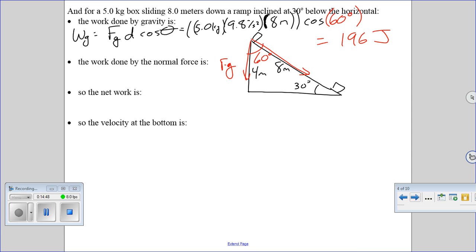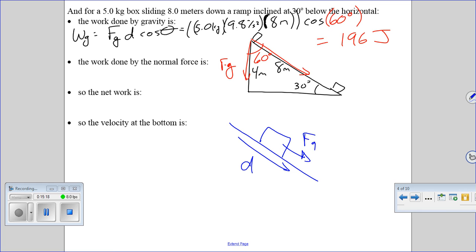Remember, what I always find most beneficial is to think in terms of the components of either the force or the displacement. If you do components of the distance, then it's just force of gravity times 4, right? And then you get 196, right? Another way to think about it is this, though. Here's your box. My displacement is this way, right?